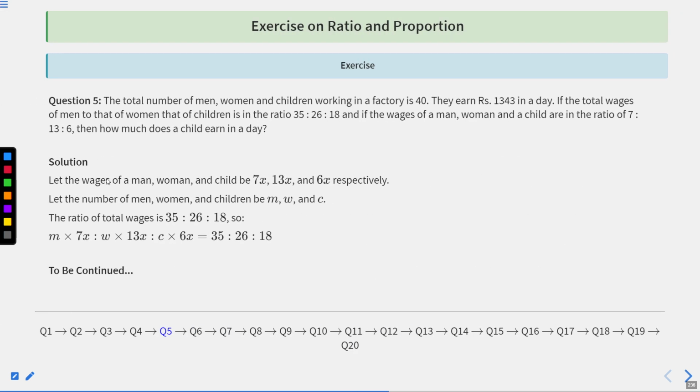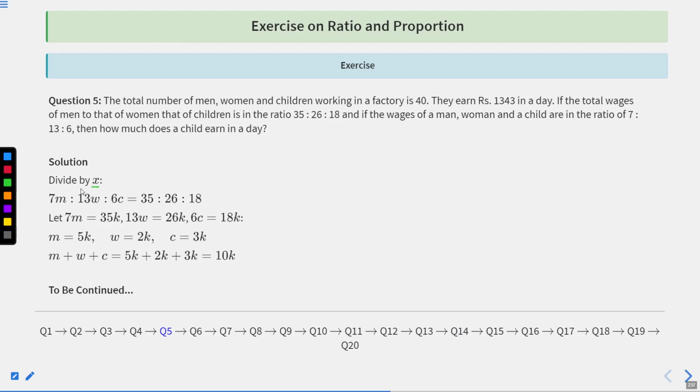Solution. So let the wages of a man, woman, and child be 7x, 13x, and 6x respectively. So let the number of men, women, and children be m, w, c. Okay. So the ratio of total wages is 35:26:18. So m times 7x, w times 13x, and c times 6x will be 35 is to 26 is to 18.